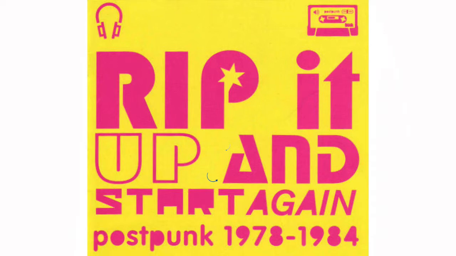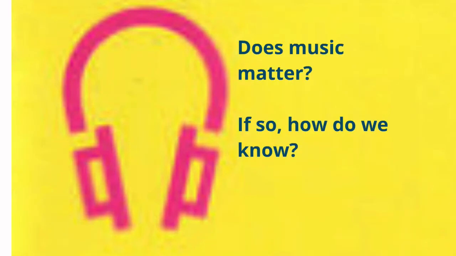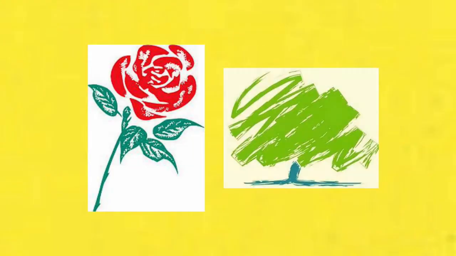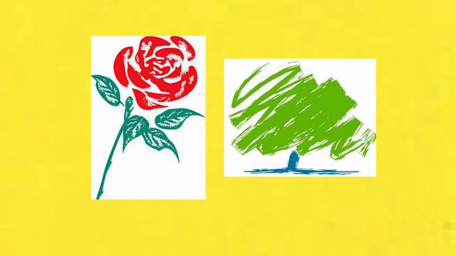This is just an image, which is the cover of Simon Reynolds' great book, Rip It Up and Start Again, about post-punk, 1978 to 1984. And then within that image, which I downloaded, which again is just the cover of the book, I've inserted some text. These are sort of the main themes of the module. Does music matter? And if so, how do we know? Getting students to think about political ideologies, just with images, sort of image quizzes.